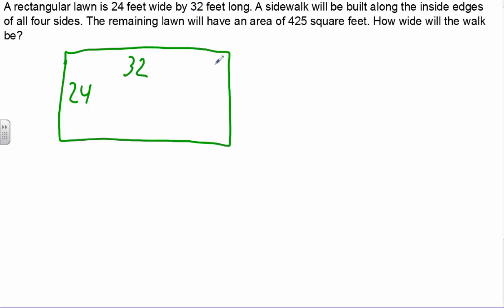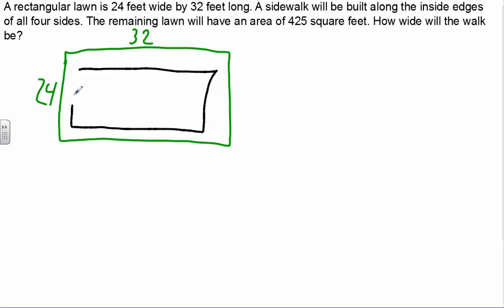Now we know that a sidewalk will be built along the inside edges of all four sides. Well, since it's built along the inside edges, I'm going to put our values out here actually. Okay, 24 and 32. Now our sidewalk is being built on the inside, so it's going to be taking away from our lawn. And just imagine that these are all equidistant. I'm just not a perfect drawer. Okay? So now this is all going to become sidewalk. So it's going to take away from the beautiful green luscious lawn that we had.